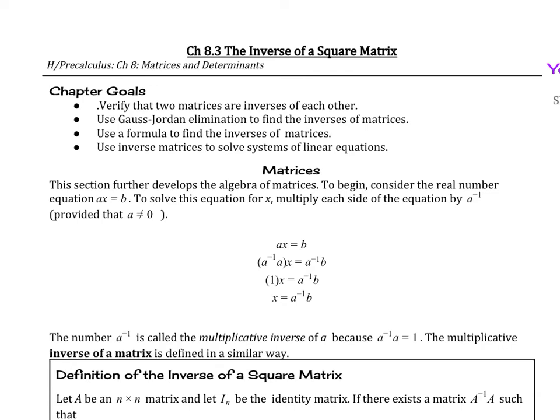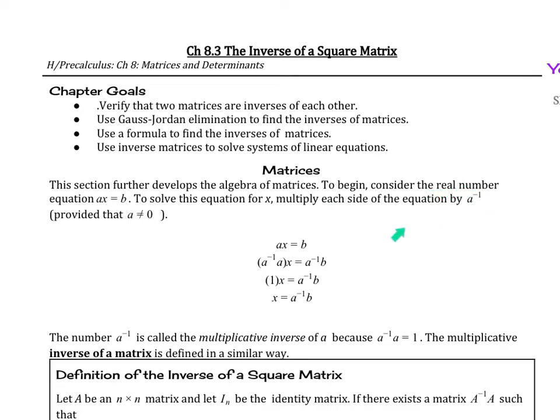Chapter 8.3, the inverse of a square matrix. We're going to verify that two matrices are inverses of each other, use Gauss-Jordan elimination to find the inverses of matrices, use a formula to find the inverses of matrices, and use inverse matrices to solve systems of linear equations. This section further develops the algebra of matrices.